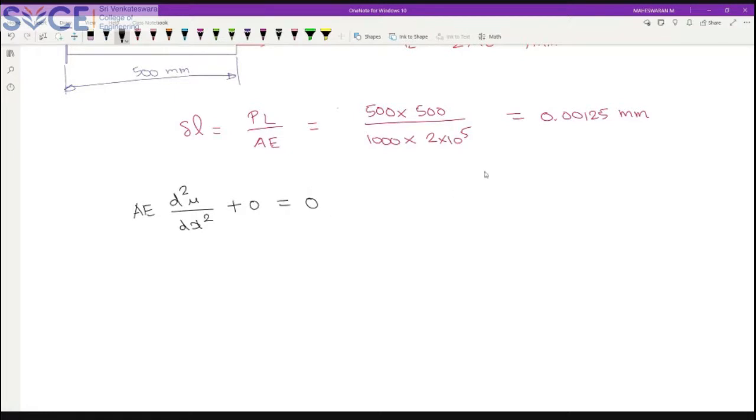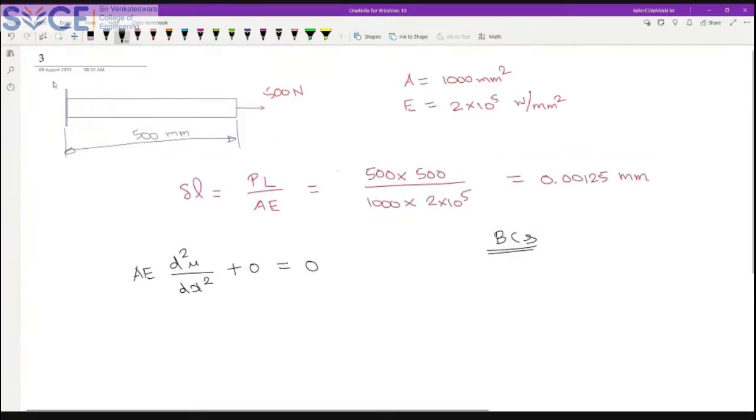So what are the boundary conditions? I need some boundary conditions in order to solve this. When you look here, my x is 0 at the start location. At the other end, my x is 500 mm. So for the boundary condition, when x is equal to 0, what about your deflection? Del is your deflection, u of x. So what is your deflection here? Your deflection u will be equal to 0 because that is fixed.